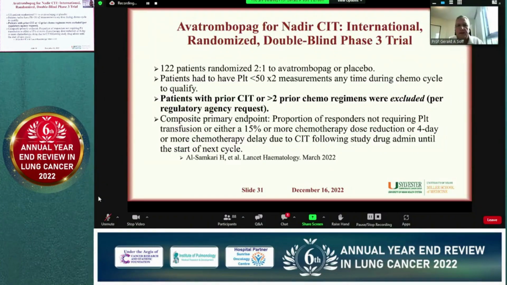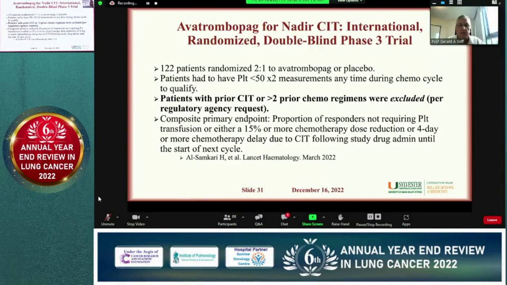122 patients were randomized 2-to-1 to avatrombopag or placebo, and the patients had to have a significant native thrombocytopenia, under 50,000 for 2 measurements during the nadir of the primary chemotherapy cycle. But patients who had 2 or more episodes of CIT in the past were excluded. So again, this is the same kind of problem, where patients who had the greatest need for intervention were excluded.